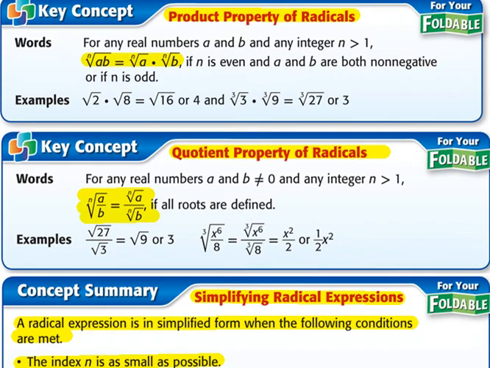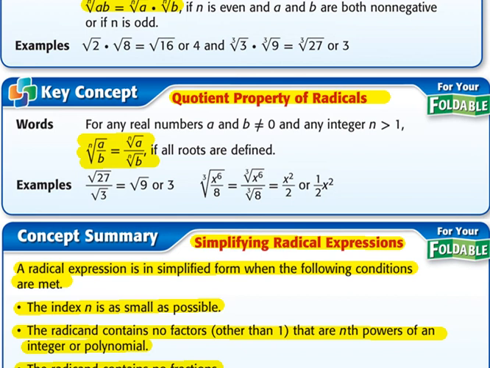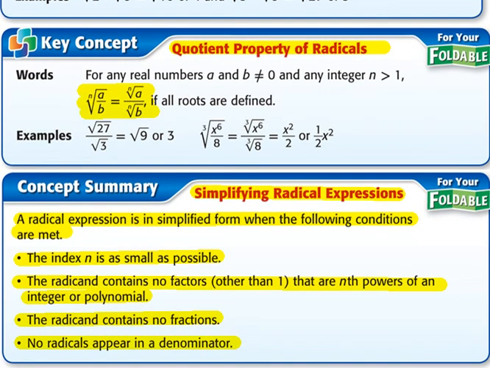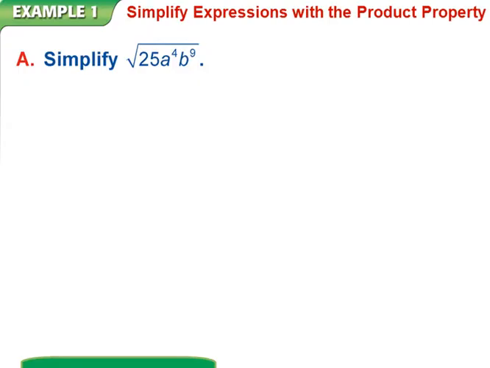A couple of rules that you'll want to write down. We can take any nth root and we can separate them if it's through multiplication or division. And then a simplified radical expression, the index n is the smallest possible. The radicand contains no factors, and the radicand contains no fractions, and no radicals appear in the denominator. So again, copy all of that information down that's highlighted. And let's take a look at our first problem.